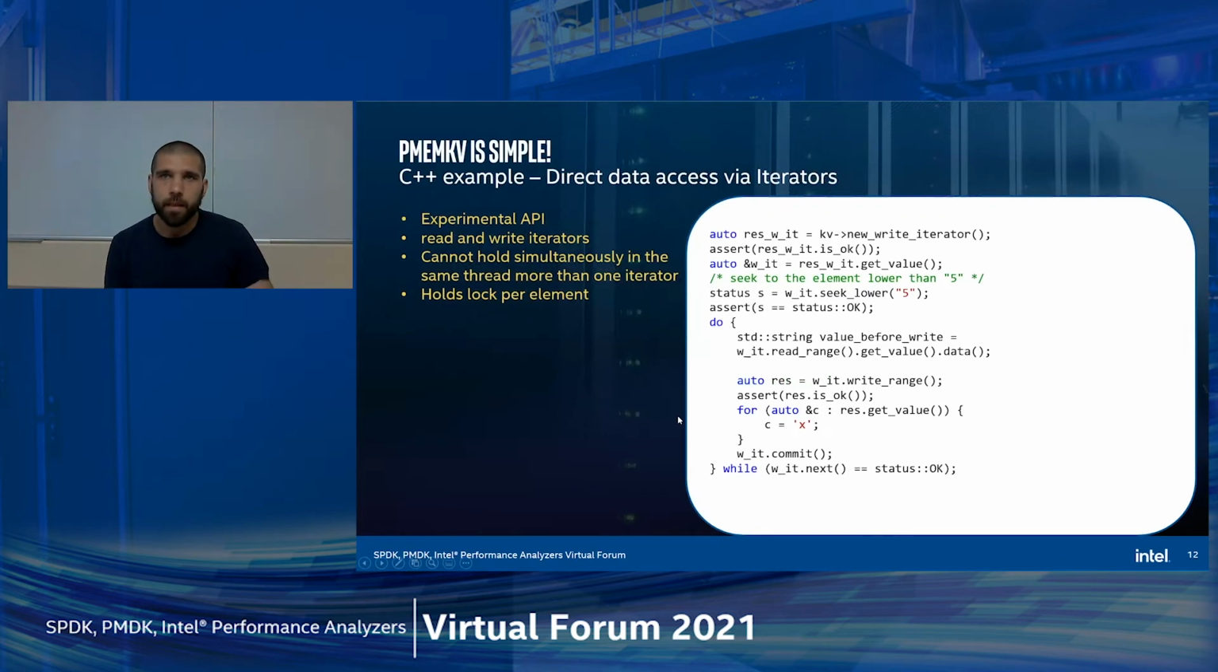If the standard get API is not flexible enough for the user's use case, we implemented the iterators API. Currently, it's experimental and may be changed in the near future. The main feature it provides is the possibility to change part of a stored value with the write iterator instead of overriding the whole value. This feature comes with additional constraints. The user may only hold one iterator for each thread at a time, and it holds a lock on the accessed element, which may cause a significant performance impact on multi-threaded applications.